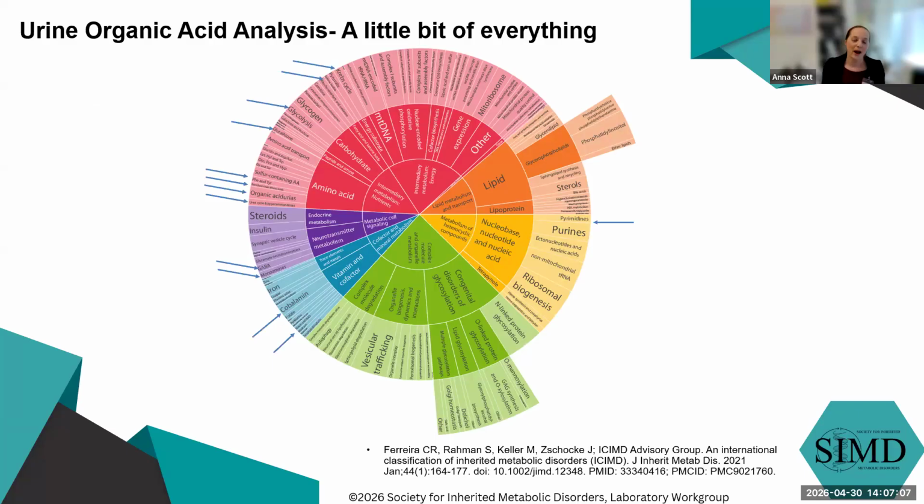Okay, I mentioned there's a lot of pathways that we can see with urine organic acid testing. And this was just kind of a quick review. Dr. Carlos Ferreira has been working for the last few years in collaboration with a number of other folks to build out this international classification of inherited metabolic disorders, basically an updated published version of some of the way we think about inborn errors of metabolism from Saudubray's textbook. But this was just me off the cuff, adding arrows to the categories that we can see in urine organic acid testing. This is by no means comprehensive, but I wanted to highlight we can see a lot.